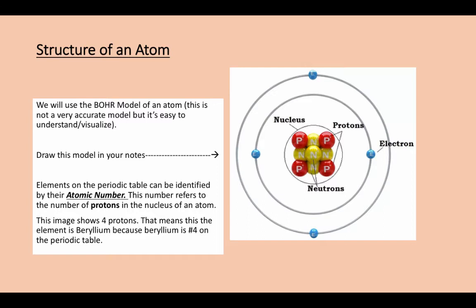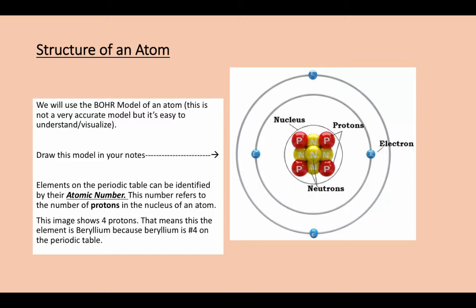An atom can be defined on the periodic table by its atomic number. Each different element on the periodic table, as an example, hydrogen is number 1. The reason why hydrogen is number 1 on the periodic table is because it has 1 proton. So elements are defined by the number of protons in the nucleus, and we call that the atomic number.